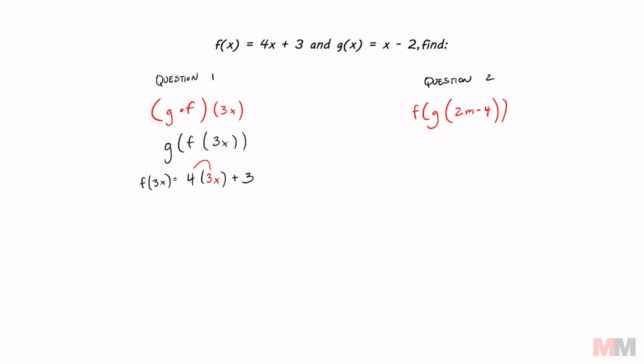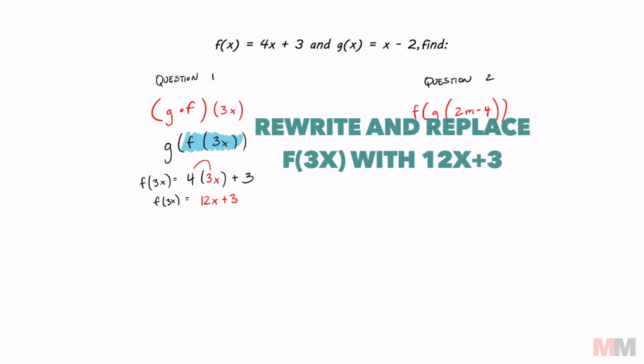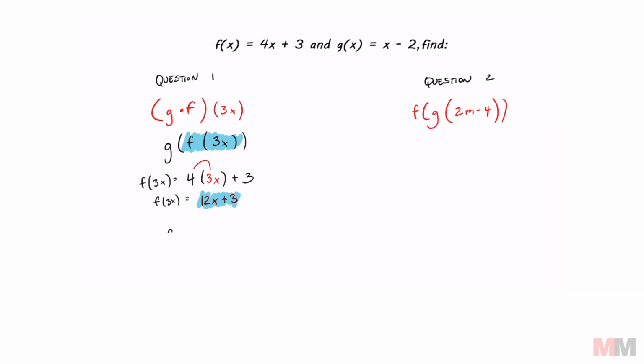Simplify that. 4 times 3x is 12x plus 3. Those are not like terms, so just leave it like that. So f of 3x equals 12x plus 3. Since f of 3x equals 12x plus 3, then we can replace this whole thing with what it equals, 12x plus 3. Let's go ahead and rewrite that. G, and again, we're replacing this with this expression right here. So we're going to write 12x plus 3 inside those parentheses.